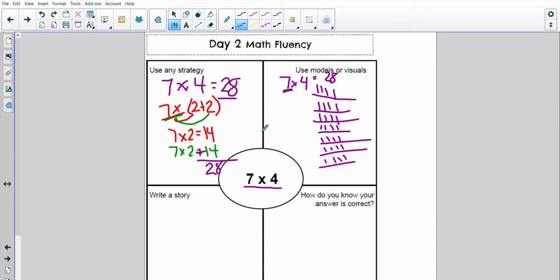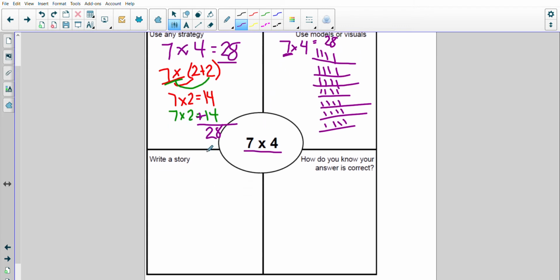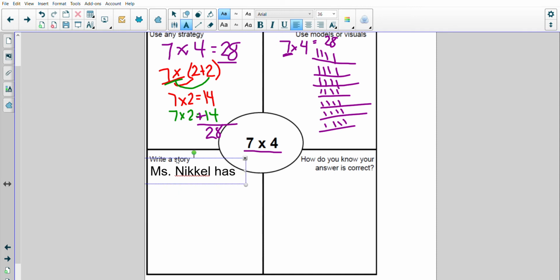All right. And then down here it says write a story. So again, this is going to be a word problem that describes anything. And if anything during this quarantine, Miss Nicole loves to eat. So let's start with: Miss Nicole has 7 bags of cookies.